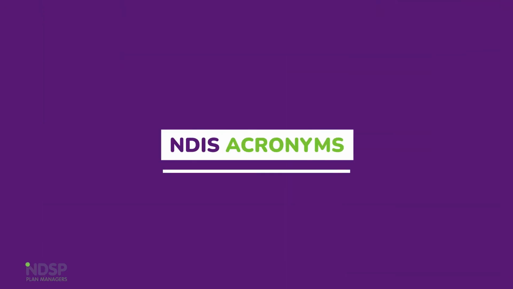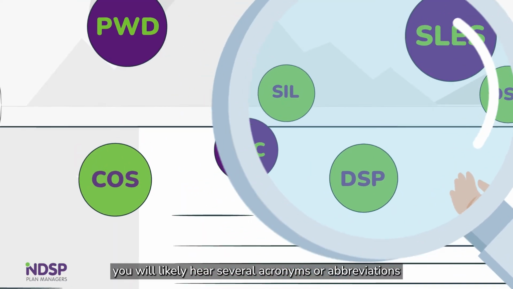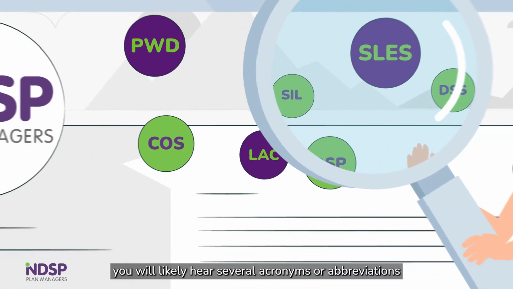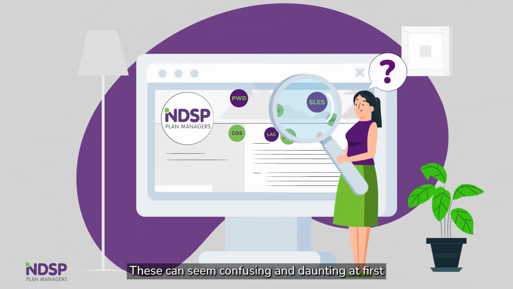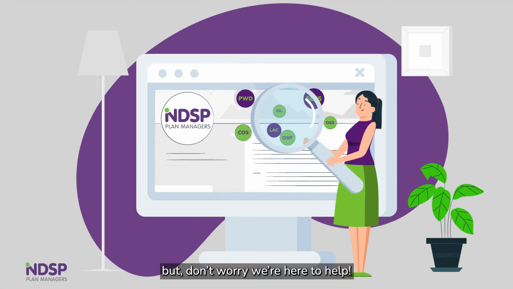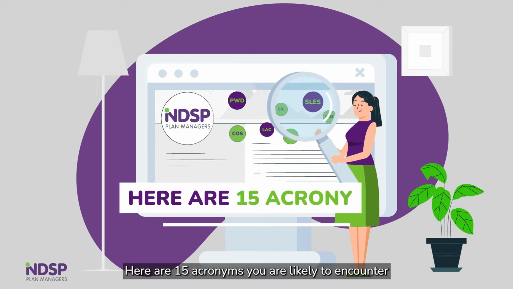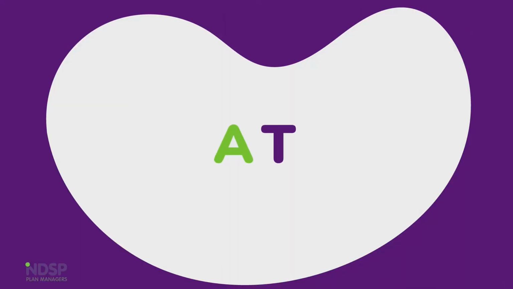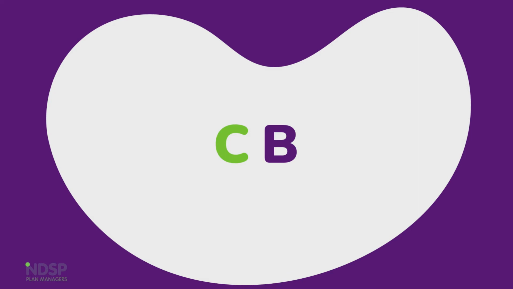NDIS acronyms. During your NDIS journey, you will likely hear several acronyms or abbreviations. These can seem confusing and daunting at first, but don't worry, we're here to help. Here are 15 acronyms you are likely to encounter. AT, Assistive Technology. CB, Capacity Building.